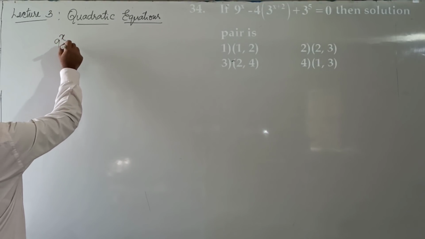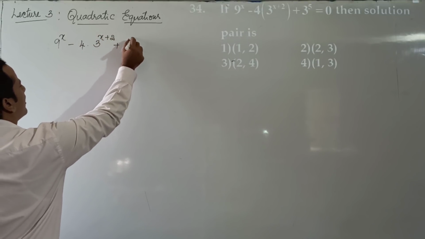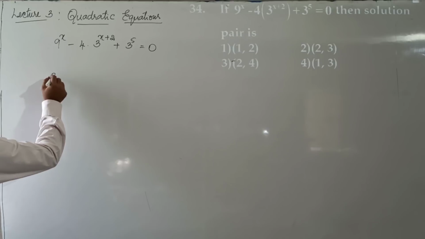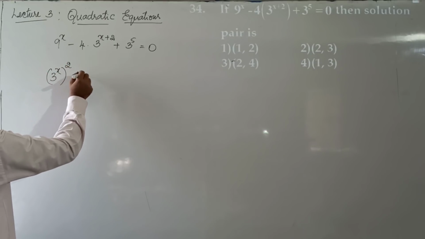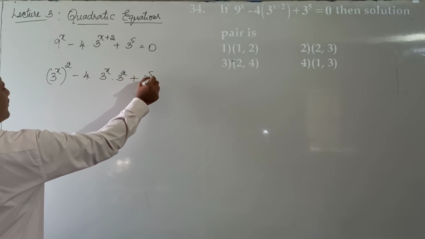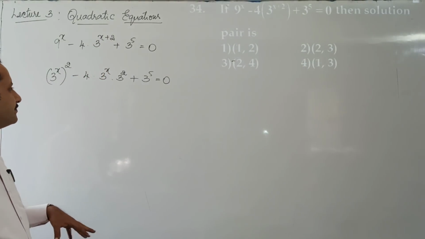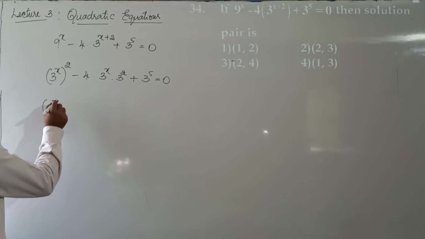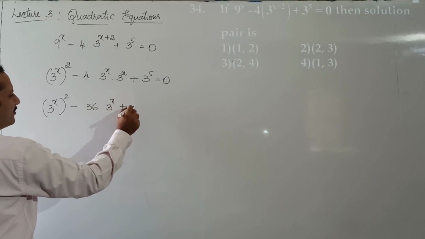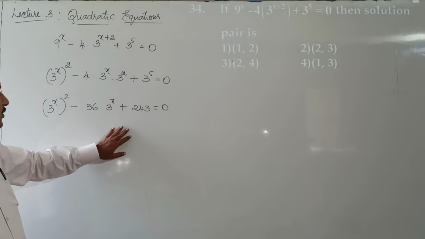The equation is 9 power x minus 4 into 3 power x plus 2 plus 3 power 5 is equal to 0. 9 I will write as 3 square. So (3 square) whole power x, you can write that as (3 power x) whole square, minus 4 into 3 power x into 3 square plus 3 power 5 is equal to 0. 3 power x plus 2 I am writing as 3 power x into 3 square. Okay. So (3 power x) whole square, 3 square is 9, 9 into 4 is 36 into 3 power x. 3 power 5 is how much? 243 is equal to 0. 3 power 4 is 81, 81 into 3, 243.